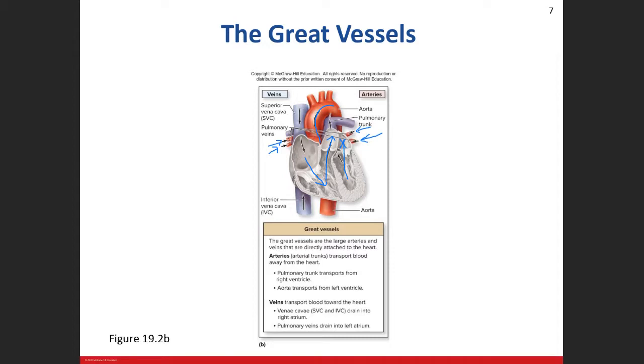Okay, so we learned the chambers. We learned the great vessels. Right now we have to learn the valves. The valves are a one-way door, kind of like these doors in this classroom. They only open in. That one actually opens out. But they only move in one direction.